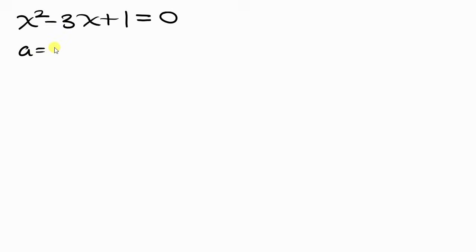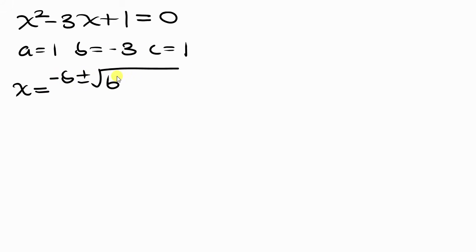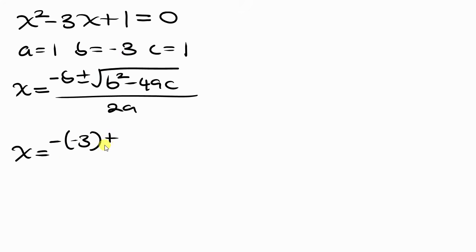So our a here is 1, our b is negative 3, and our c is 1. We're looking for x, so the quadratic formula will look like negative b plus or minus the square roots of b squared minus 4ac all over 2a. Now let's substitute here. So our x will be minus b, which is negative 3, plus or minus the square roots of b squared, that will be negative 3 squared, minus 4 times a is 1, c is also 1.